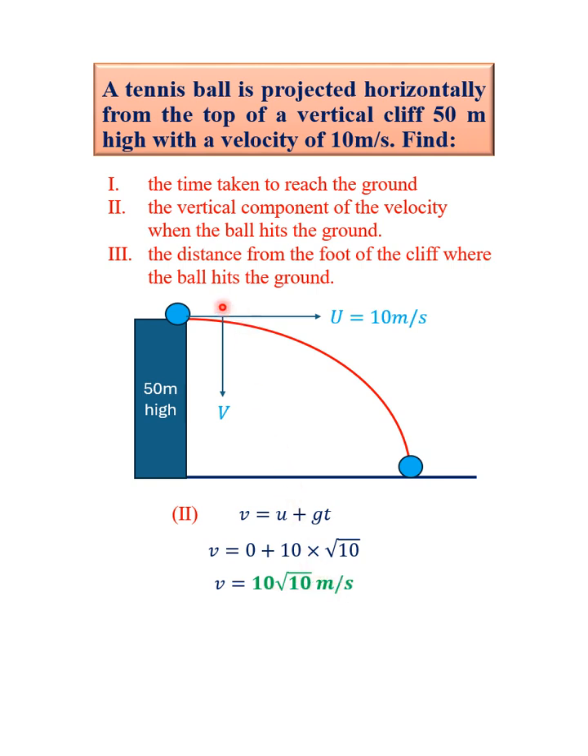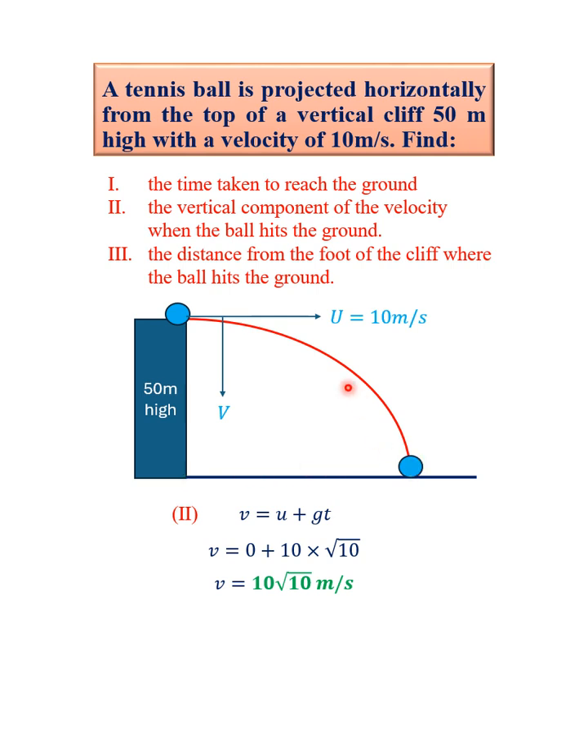Now the third one says, what is the distance from the foot of the cliff where the ball hits the ground? It's asking for this distance here. The distance from the foot of the cliff to where the ball touches the ground. If you look at this distance, it is talking about the horizontal distance. So at this point, we can now consider the horizontal velocity, which is independent of the vertical motion. So now we can bring in the equation of motion, using the horizontal velocity, because we are talking about the horizontal distance.